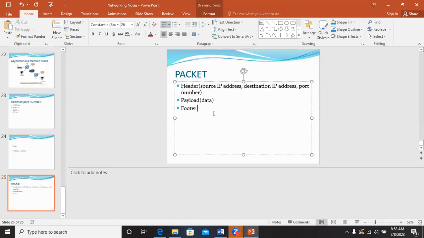The footer is just like a sign off, right? Just like a sign off. This is the end, right? This is the end of the packet, just like a sign off. So these two are actually the most important components of any packet in the network, the header and the payload. So the limitation of a packet filtering router is that it stops here.